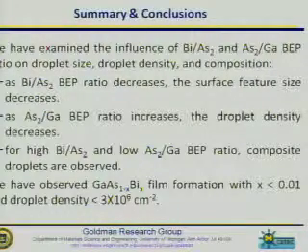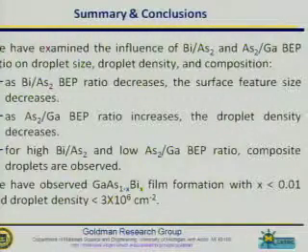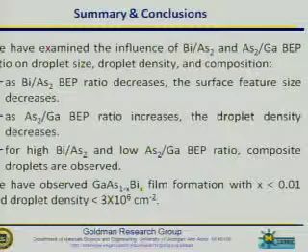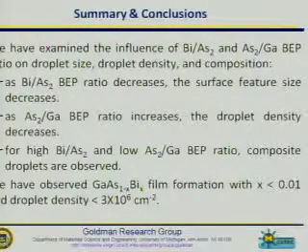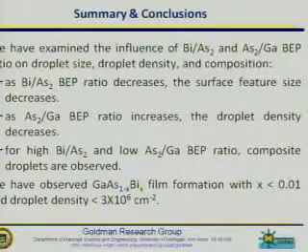First, as the bismuth to arsenic BEP ratio decreases, the surface feature size decreases. Second, as the arsenic to gallium BEP ratio increases, the droplet density decreases. And then lastly, for high bismuth to arsenic and low arsenic to gallium BEP ratio, composite droplets of gallium bismuth nature are observed. Overall, we've observed gallium arsenide bismide film formation with X less than 0.01 and droplet density less than 3 × 10⁶ droplets per centimeter squared.